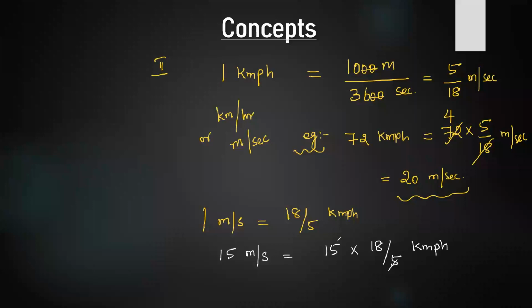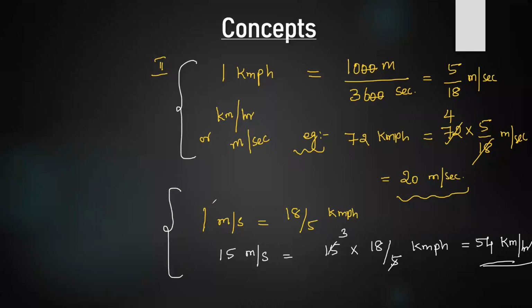So one time, this one is 3 times. So 3 18s are 54 kilometer per hour. Either you can write kmph or km/h. So clear, this is the second type, the conversion. The first one is the basic formula, the basic relation between time, speed, distance. The second one is the conversion, kilometer per hour to meter per second, and meter per second to kilometer per hour.